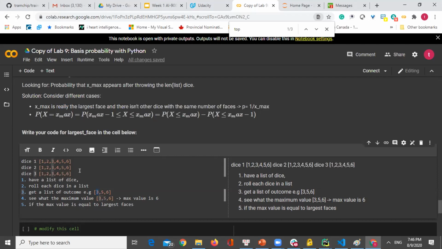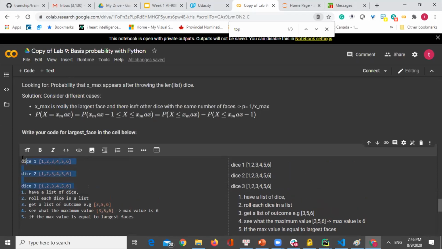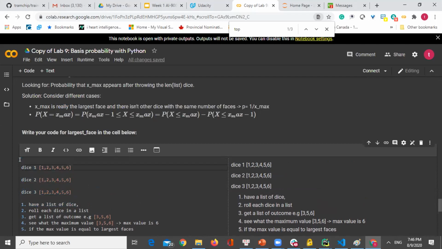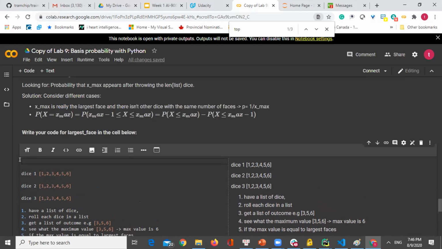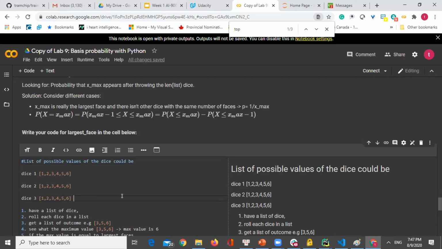No, this is not the list. This is an outcome. We are not there yet. We are still at the beginning. This is the list of possible values of the number each face could be. So this is the list of possible values of the dice. Okay. Remove dice 1, dice 2, dice 3, list of possible.